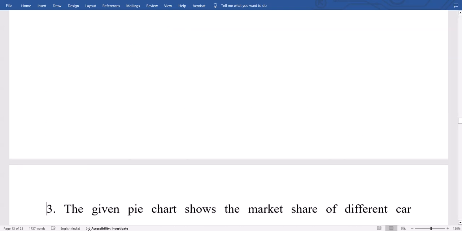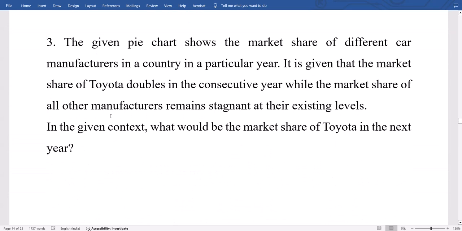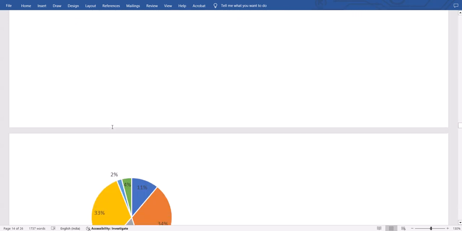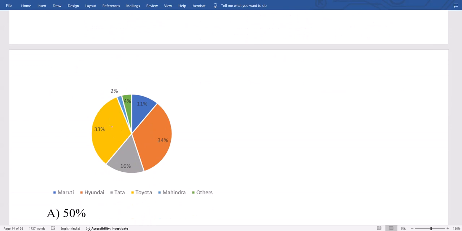Now let's see the pie chart related question. In a country, the production of different companies in a particular year is given. In the next, consecutive year, Toyota doubles, and all other manufacturers are stagnant, meaning constant, not changed, fixed. So the remaining are all fixed, only Toyota doubles. Now, what is the Toyota share in the next year? That is the question. Let's say this is percentage, total is 100.